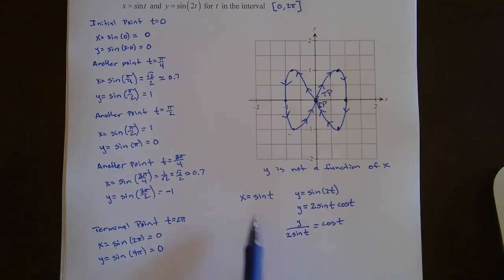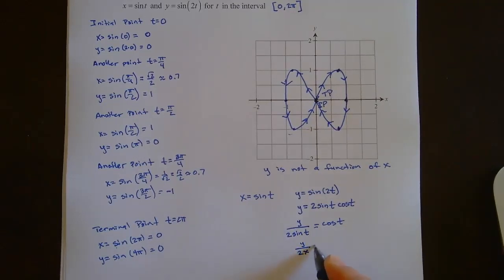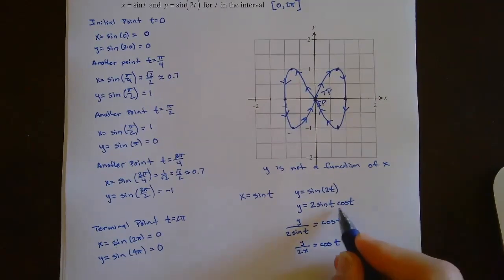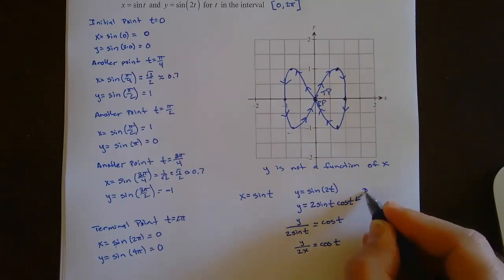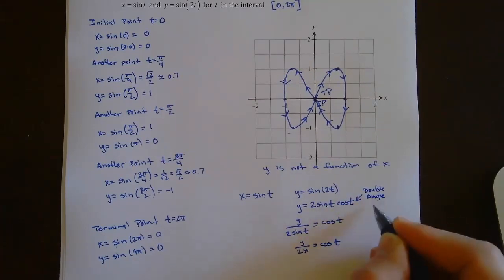Okay, now there's one more thing we can do, okay? Sine t, well, what's sine t? This sine t right here can be replaced with x, okay? So this becomes y over 2x is equal to cosine t, all right? Now, what I want to do is use the Pythagorean identity, right? Okay. All right. And this was the double angle identity. I should have said that. Well, I said it. I should have written it.